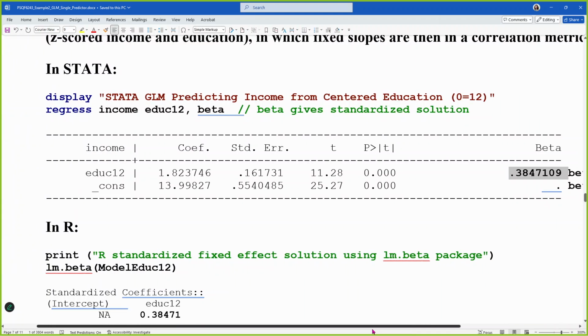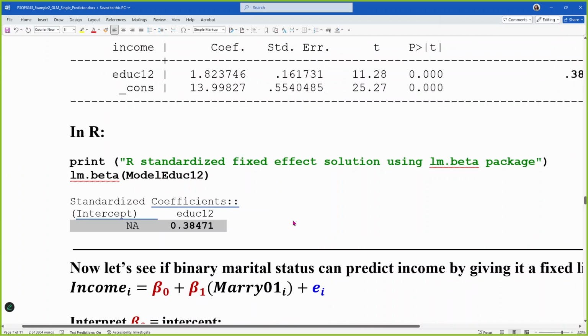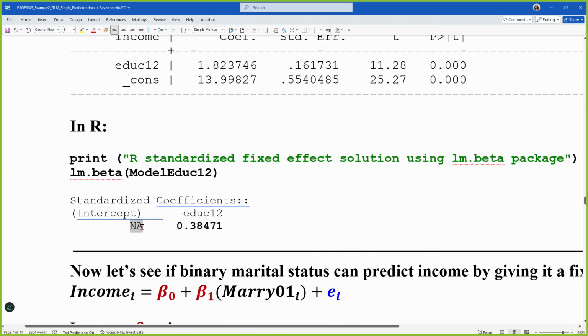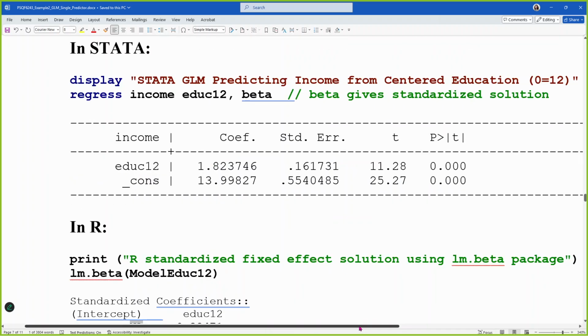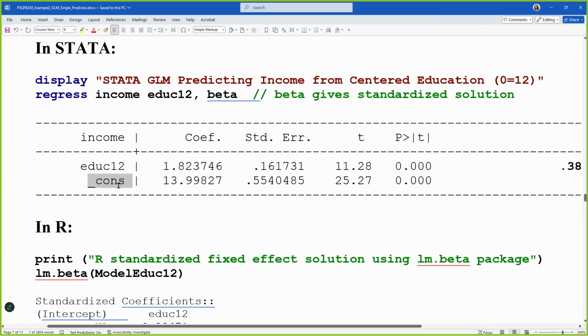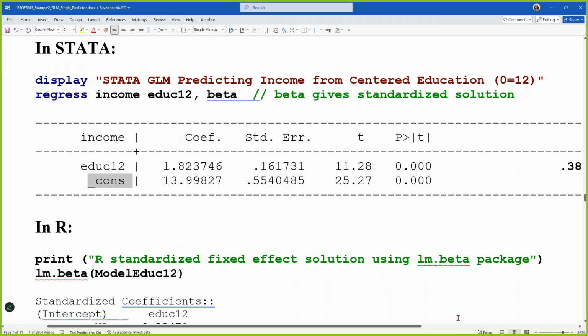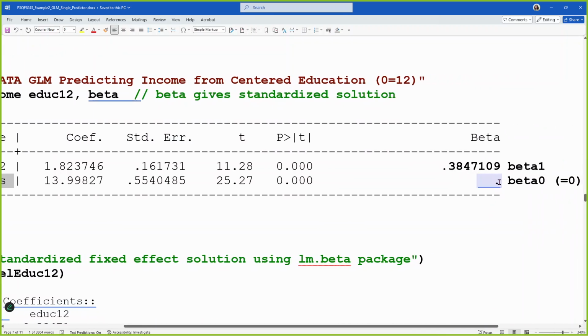In R, there's a little package I found that just spits that out. lm.beta. So you feed the model into that, and it comes back with these two things right here. Now note this, NA. In life, that stands for not applicable. In R, that sometimes stands for missing data. But Stata returned that same number, the standardized estimate for the intercept. R called it NA. You know what Stata called it? Dot.